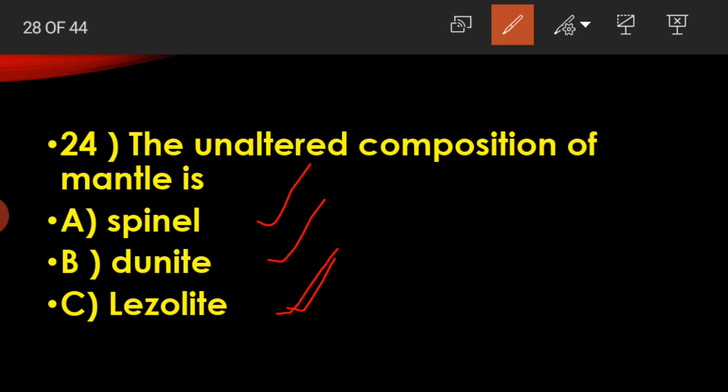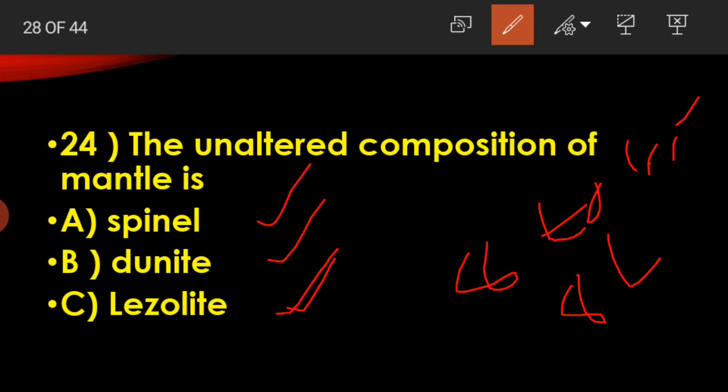In the upper mantle as a whole, the P-wave velocity increases from about 8 to 11 km per second. Please remember.